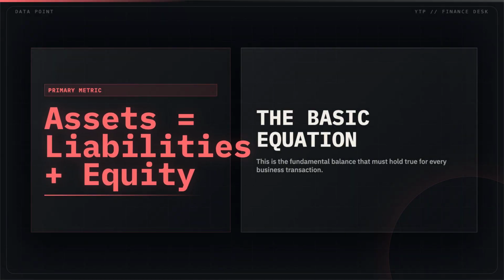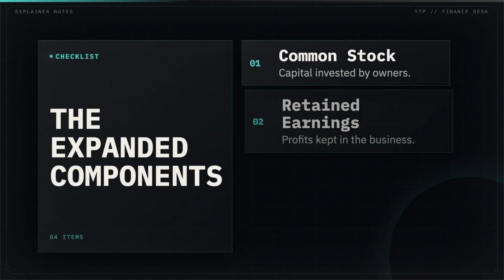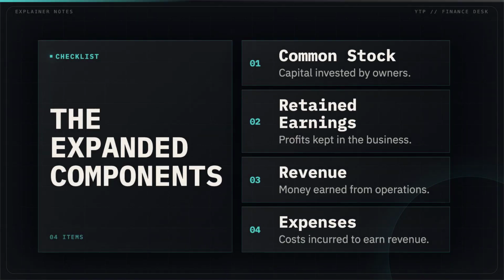Assets must always equal liabilities plus equity, but this doesn't tell us how profits impact the business. When we expand equity, we add common stock, retained earnings, revenue, and expenses. This tracks how your daily activity changes company value.